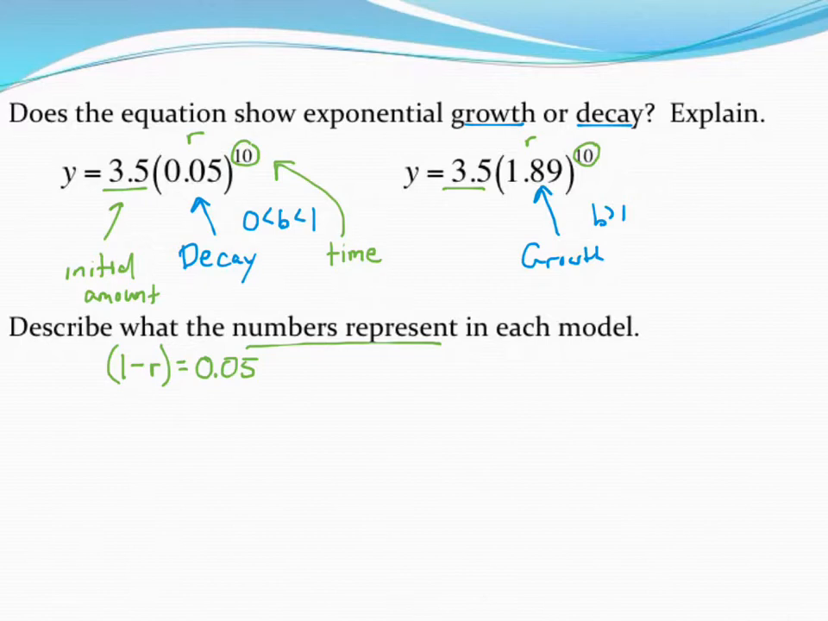Well, if you don't like working with decimals, you can change these into percentages. So 1 would represent 100%, minus what rate would get 5%. Well, looking at it that way, I can see that my rate of decrease must be 95%. So it's not the number in parentheses, it's the number that we took away from 1 to get that. So in this case, 95% or 0.95 would represent my percent decrease.